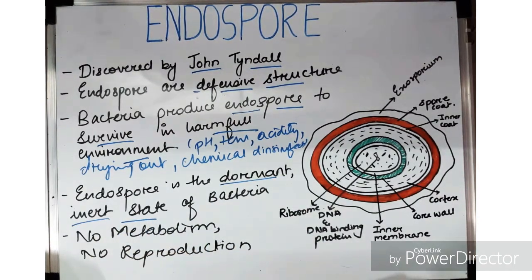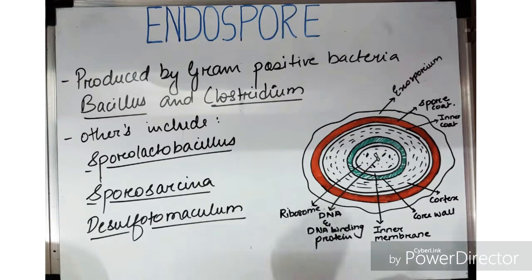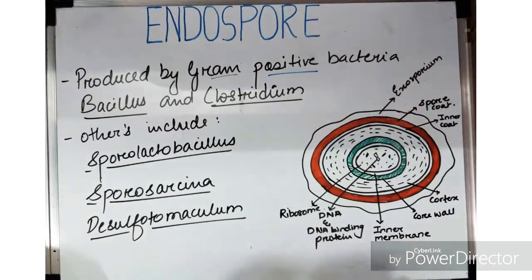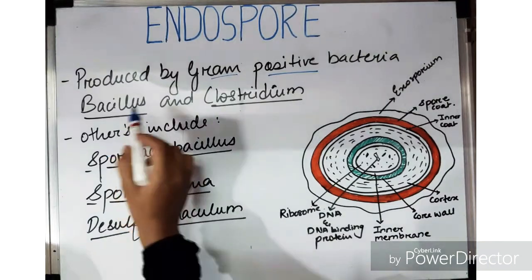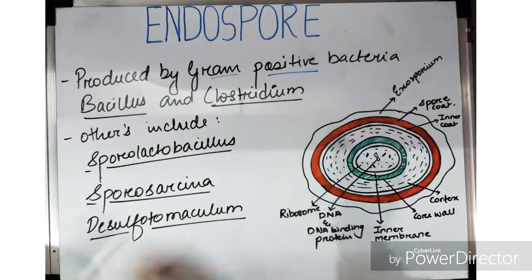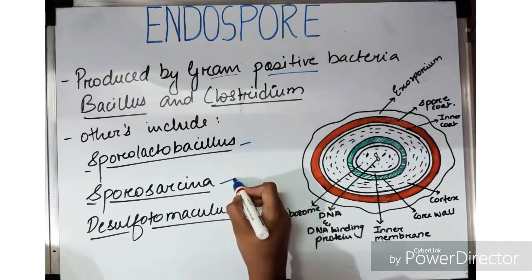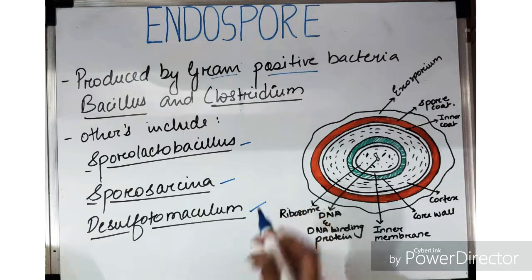Okay, means in this state it cannot metabolize food, neither can it do reproduction. The endospores are usually produced by gram-positive bacteria. Mainly, the common bacteria which produce endospores are Bacillus and Clostridium species. The other bacteria which produce endospores are Sporolactobacillus, Sporosarcina, and Desulfotomaculum.